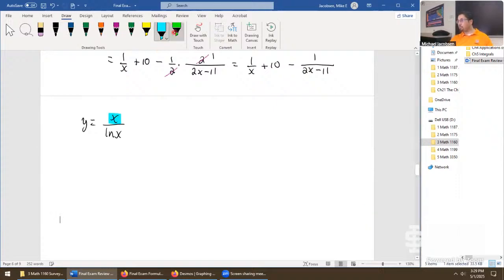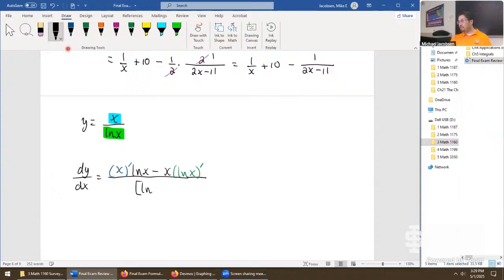So the quotient rule setup will be x over natural log x like that. dy dx. Let's do this one carefully as well, just to see the full format. We'll differentiate the numerator, so x prime, copy the denominator, natural log x, go minus in the middle for quotient rule. Then copy the numerator, x, multiply by the derivative of the denominator, so natural log x prime, and divide by denominator squared. So that's going to be our setup on quotient rule.